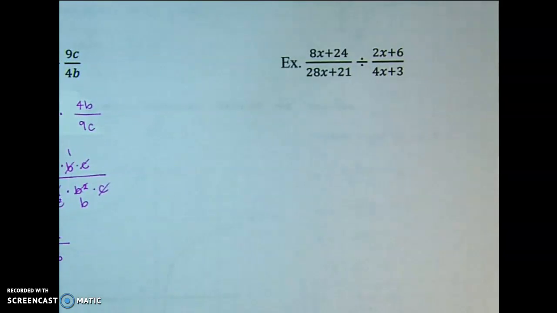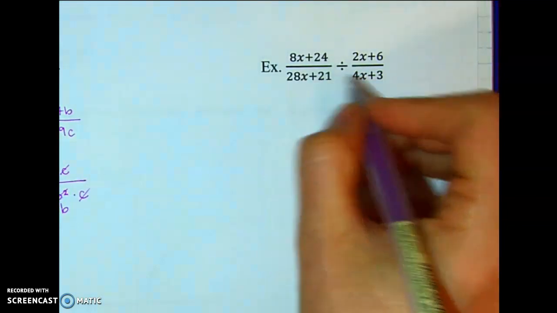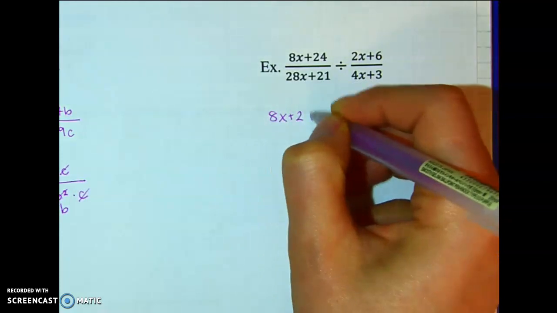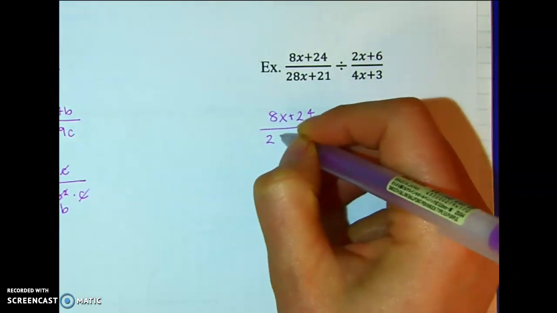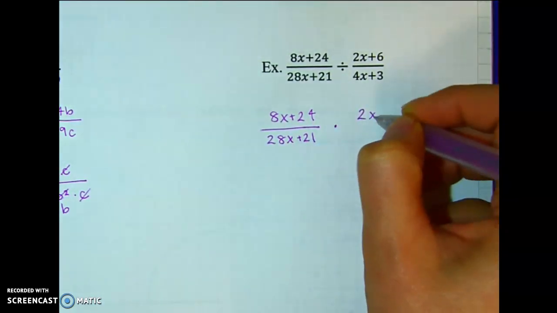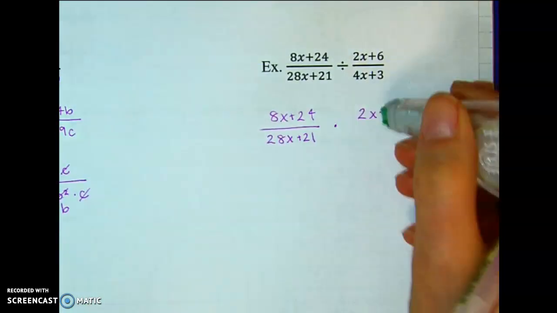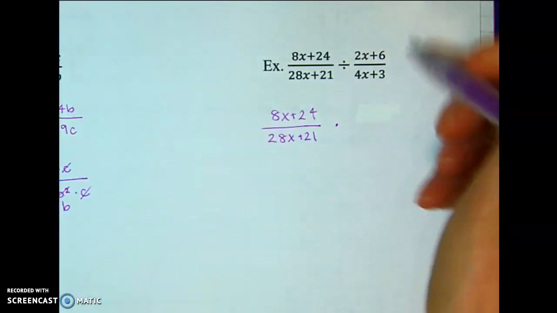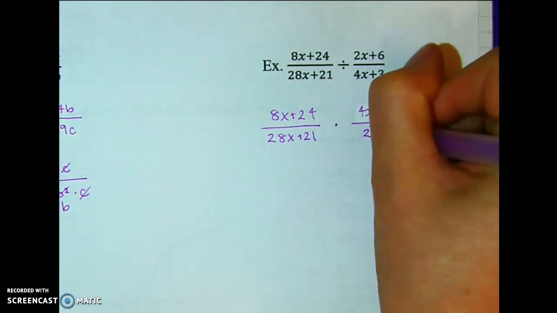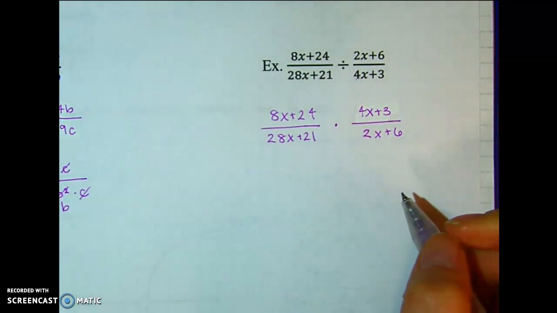Okay, and this last example. Alright, so for this last example, we have to factor first, kind of like what we did on the other page. Or, well, you could do either. Why don't we do the reciprocal first? So we have 8x plus 24 over 28x plus 21 times 2x plus, oh wait, 4x plus 3 over 2x plus 6. Now we want to factor everything.